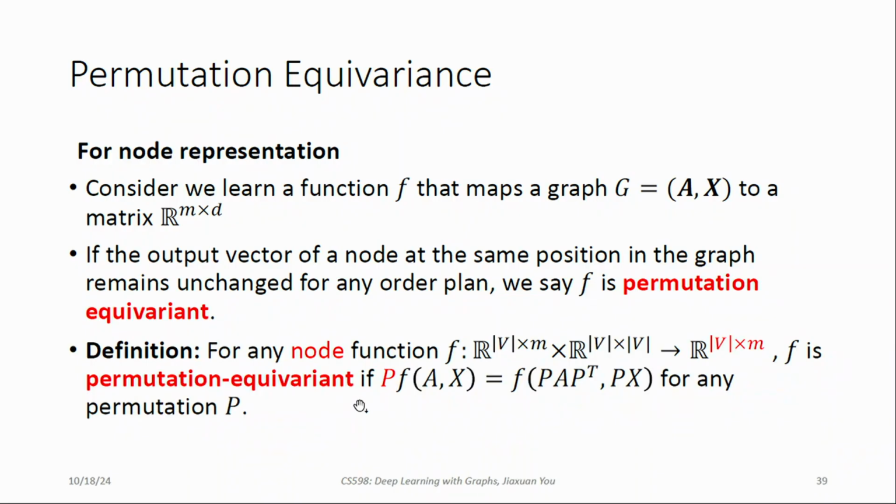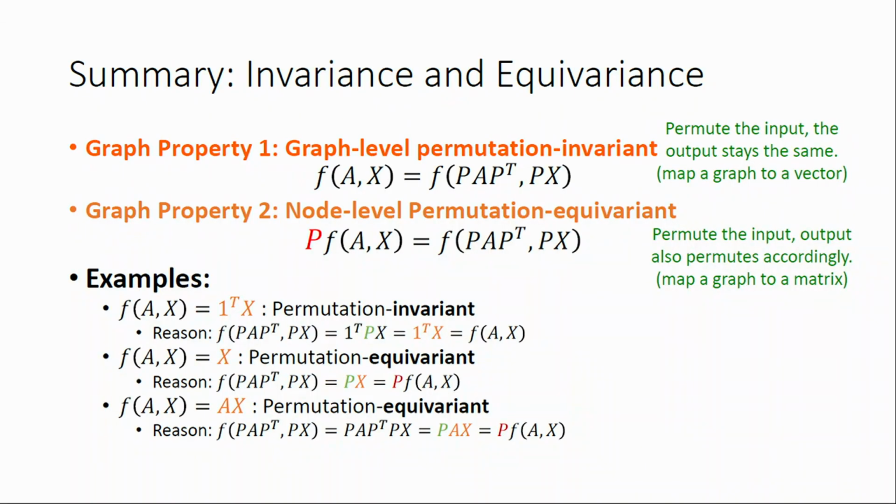Cool. So basically, graph neural networks, our graph learning, always have to deal with this equivariance and invariance problem, where if we want to learn node-level embeddings, that function needs to be permutation equivariant. And if we want to learn a graph-level representation, that representation should be permutation invariant.